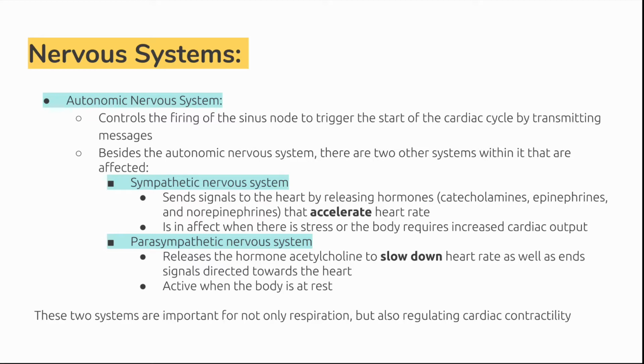The sympathetic nervous system sends signals to the heart by releasing hormones, catecholamines, epinephrine, and norepinephrine, that accelerate heart rate. This system is in effect when there is stress or the body requires increased cardiac output.